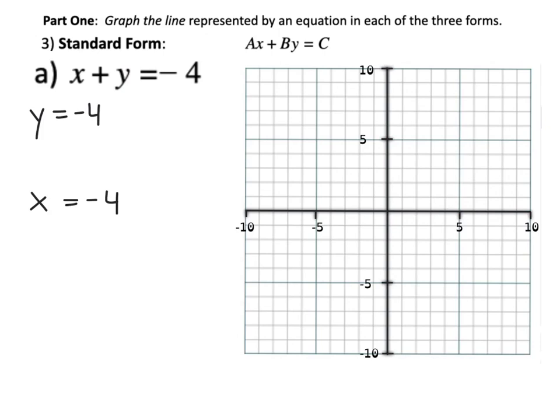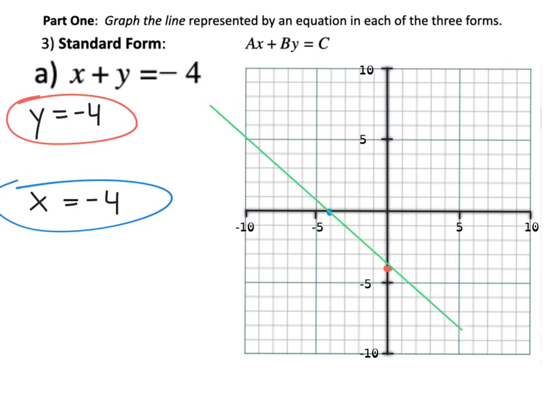That means on the y-axis, put a point at negative 4. On the x-axis, put a point at negative 4. Now you have 2 points, and you can use your line tool to connect them. And you just need to put arrows on the end to show that it goes on forever. I need to adjust mine a little bit to make sure it goes to the points right. And I'm done.